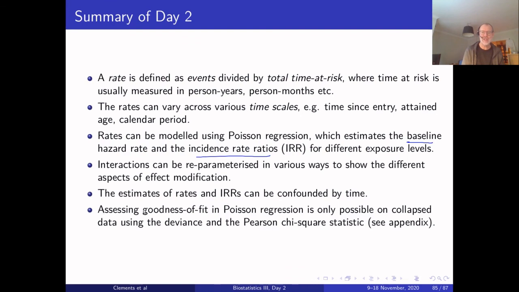And actually, this is wrong. I took this out. What you can do is use the collapsed data, which we have discussed, to assess goodness of fit, but I have removed that material.